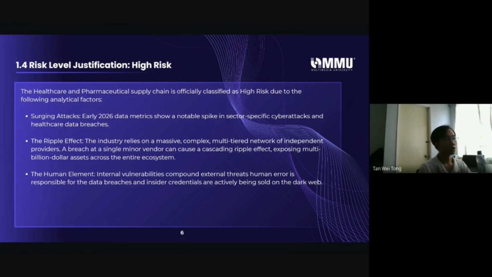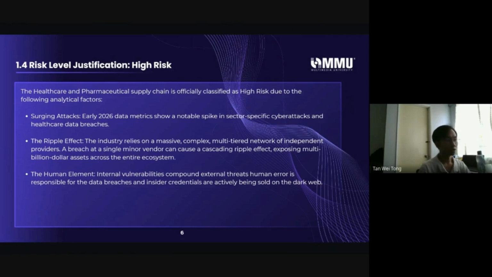Last, we'll talk about the risk level justification. It is rated high risk due to surging attacks. Early 2026 data metrics show a notable spike in sector-specific cyber attacks and healthcare data breaches. It will cause a ripple effect. The industry relies on massive, complex multi-tier networks of independent providers. A breach at a single minor vendor can cause a ripple effect, exposing multi-billion-dollar assets across the entire ecosystem.